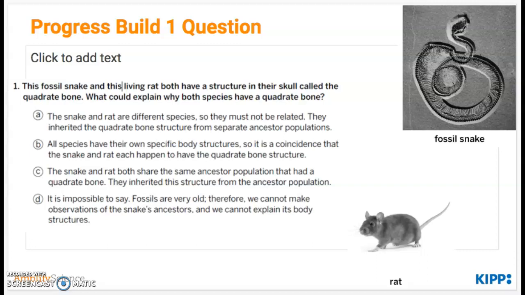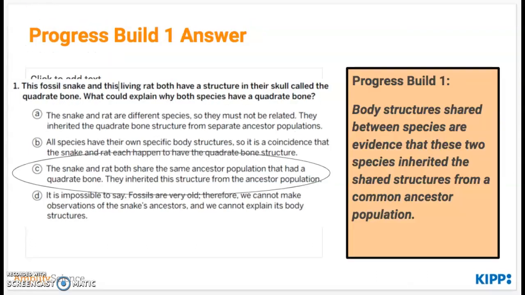Progress Build 1's question involves a fossilized snake and a rat, and asks, this fossil snake and this living rat both have a structure in their skull called the quadrate bone. What could explain why both species have a quadrate bone? Pause here and try it on your own. If you chose answer C, congratulations, you are correct. As we remember from Progress Build 1, body structures shared between species are evidence that these two species inherited the shared structures from a common ancestor population.